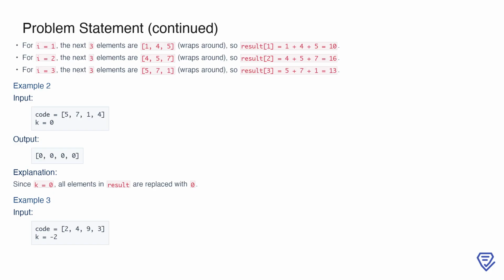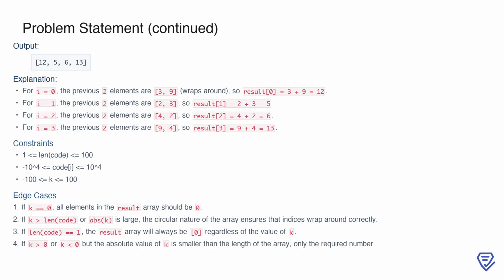In another example, if k is 0, such as when the input code is 5, 7, 1, 4, and k equals 0, the rule states that every element in the result array is replaced with 0. Therefore, the output is simply 0, 0, 0, 0.